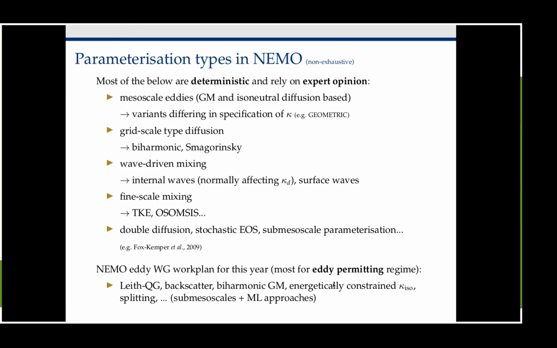There are reasons why you should not use a GM when you have an eddy resolving, or some sort of eddy permitting regime. It does some weird things to it. The energetic constraint as a neutral diffusion is like a variant of the geometric. Splitting is one of mine, an alternative to doing biharmonic GM. The things we agreed on, because we're conservative, are the things we know we can deliver. So it's not that we're not touching some mesoscales or we're not using machine learning approaches. It's just that this year, these are not the ones in the priority. These five I've named are the ones in the priority from an implementation and testing point of view.